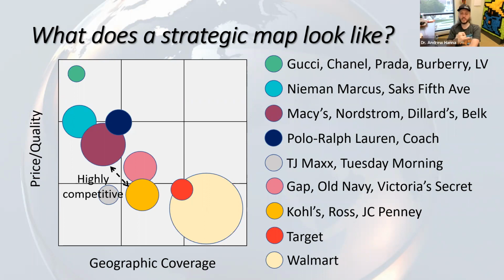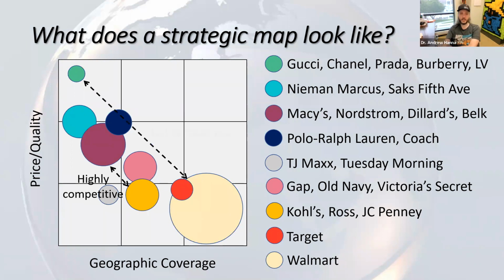These two circles, as we can see on this diagram, they're actually quite close. So we might say that based off the fact that their strategic mapping placements are quite similar, they're close to each other, they're likely to be highly competitive against one another in this industry.